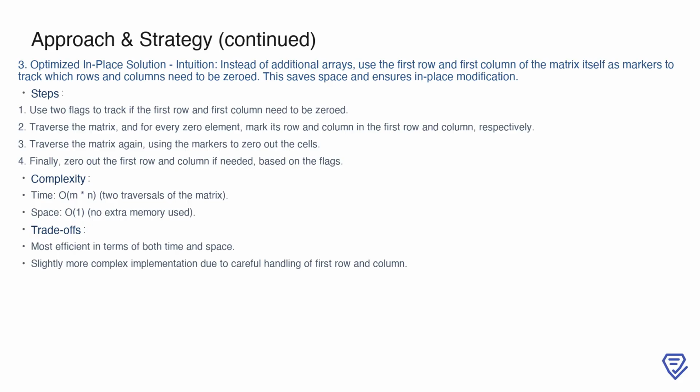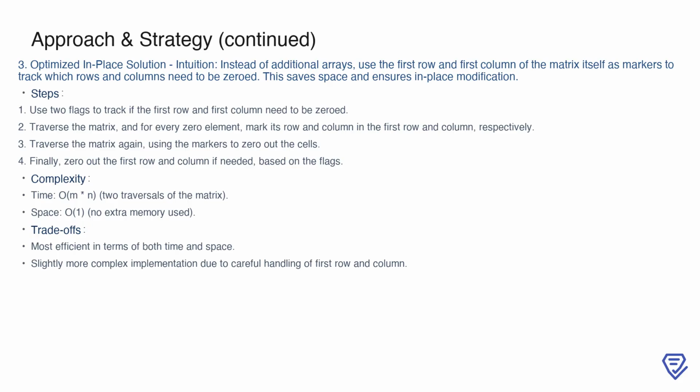The steps involve first traversing the matrix and using the first row and column as markers whenever a zero is encountered. Then, in a second traversal, we use these markers to set the appropriate cells to zero. Finally, we check the flags to handle the first row and column separately.